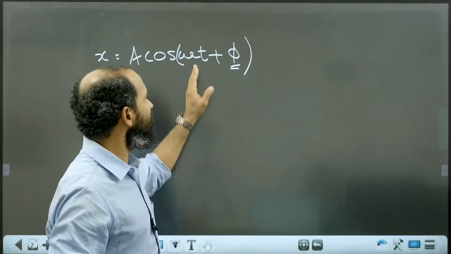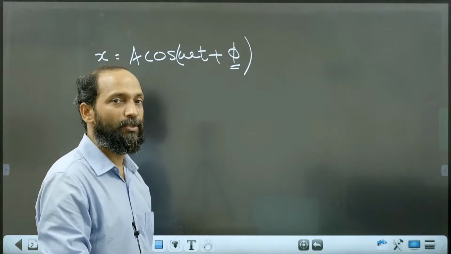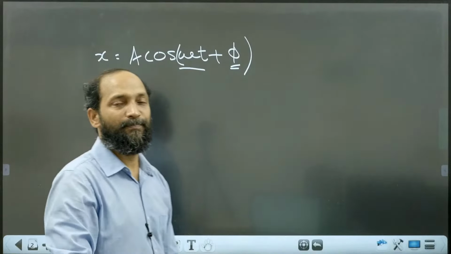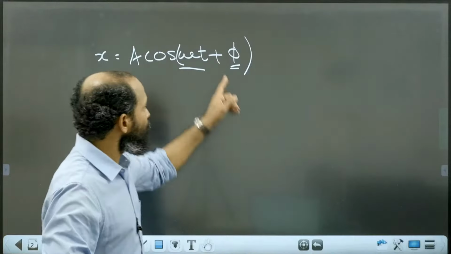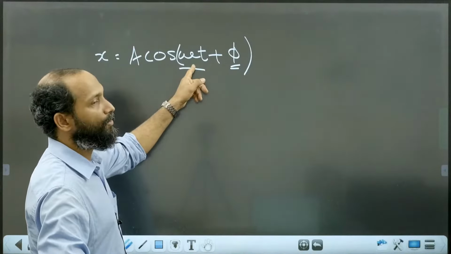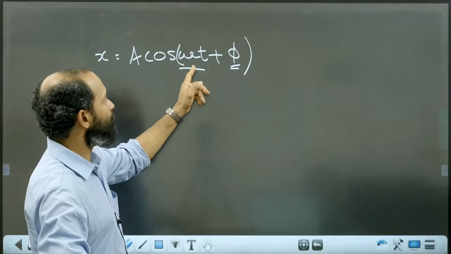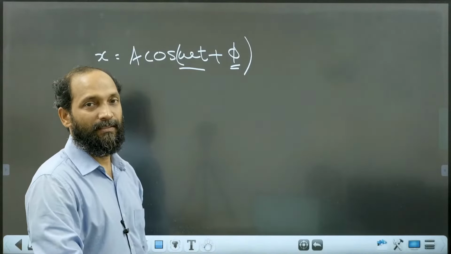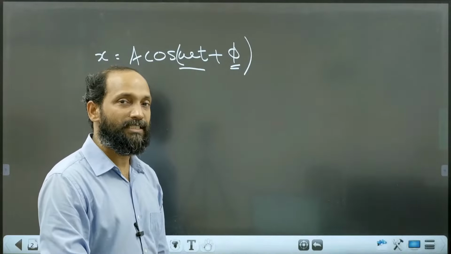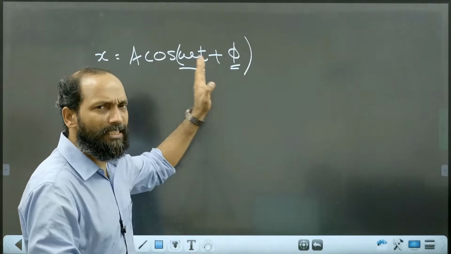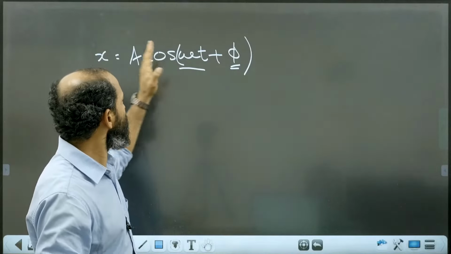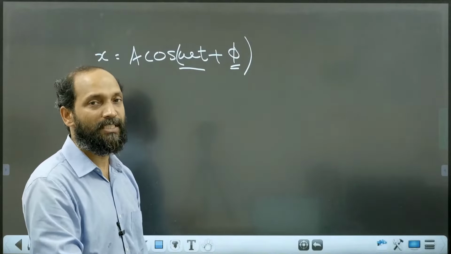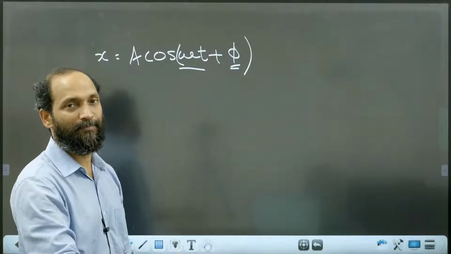For example, at t equal to 0, omega t becomes 0. Then you get x is equal to a cos phi. But if phi was equal to 0 at t equal to 0, then x would have been a. So at t equal to 0 and phi equal to 0, x is equal to a. That is the amplitude. So at t equal to 0, if the initial phase is 0, the initial position is maximum.